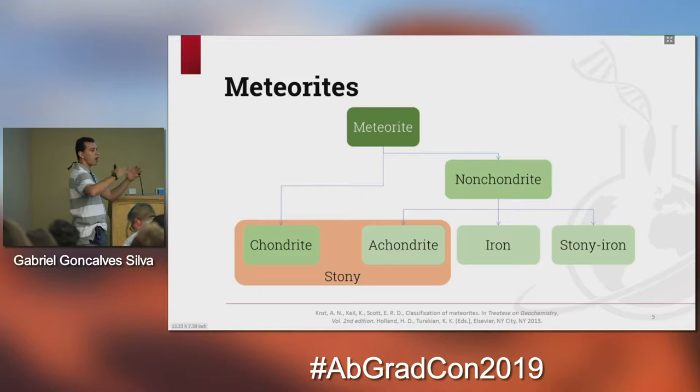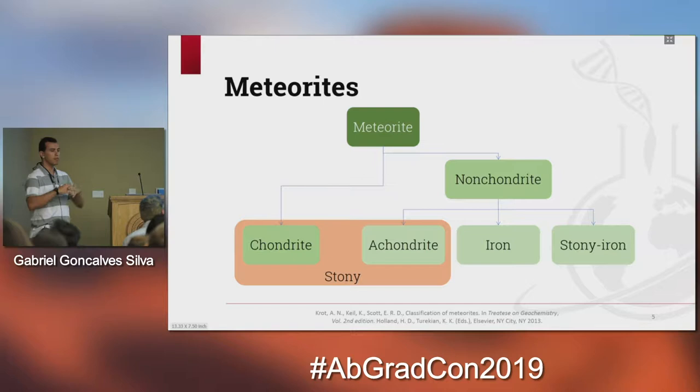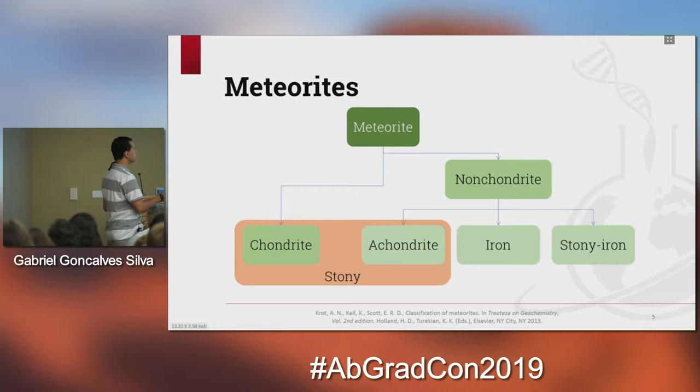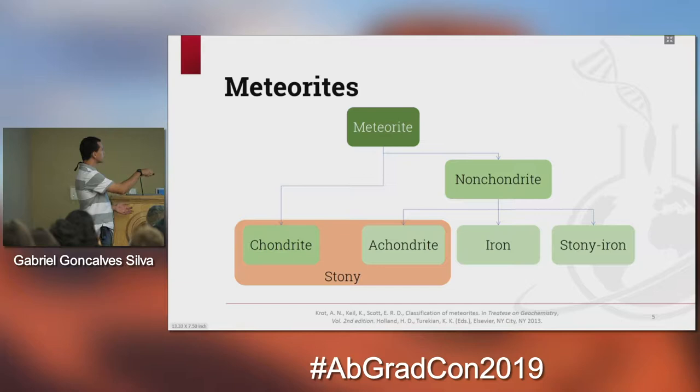Thinking about the main composition and the main phases of this material, we have a stony or rocky phase, composed mainly of silicate minerals of magnesium, iron, etc. And we have the metallic phase, which is mainly iron and nickel. We can find these two phases in different concentrations in each kind of meteorite. We have one group with more of the rocky phase. We have a group that I'll talk a little bit more about, which is just the metallic phase, just iron, nickel, and other metals. And a mixture of both, the stony-iron meteorites.